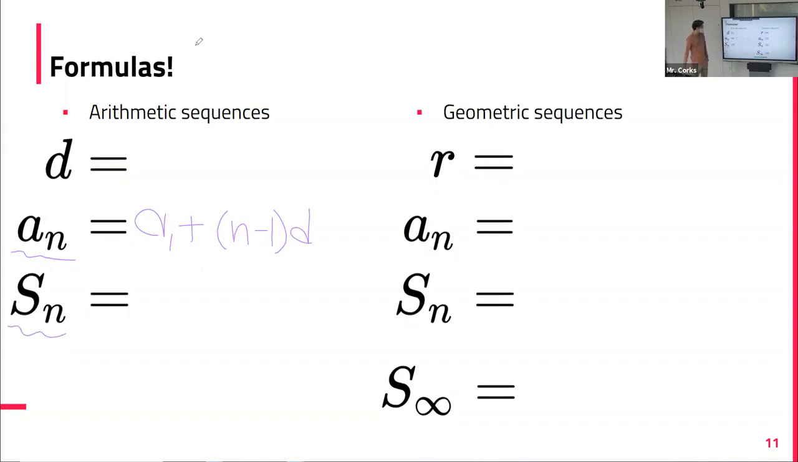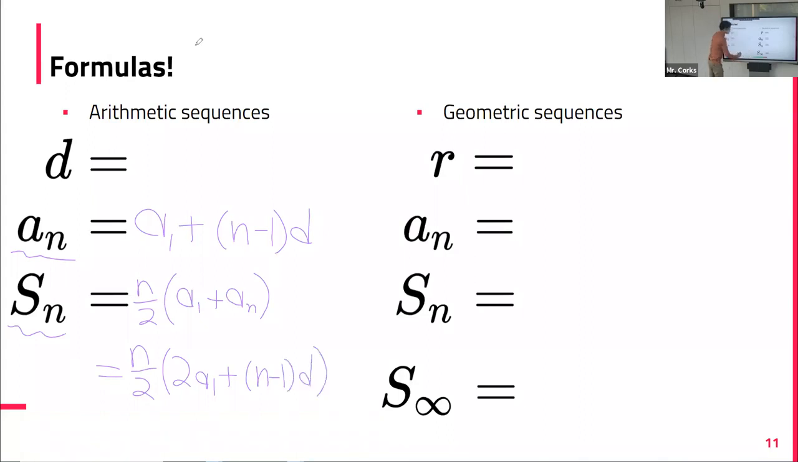Partial sum for an arithmetic sequence. n over 2 times a1 plus an. All right, and then we had the longer version of this if we just combine this with the partial sum: n over 2 times 2a1 plus n minus 1 times d. All right, so I never actually gave you a formal formula for the d term, but we can figure that out now.